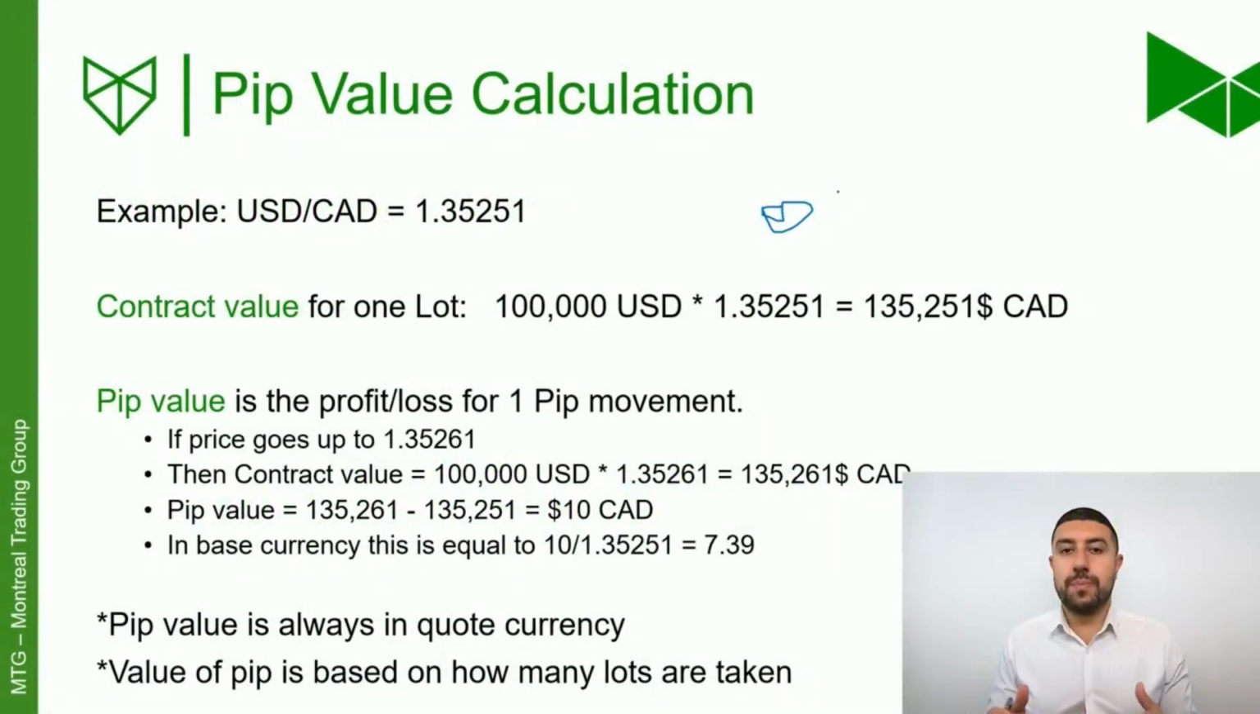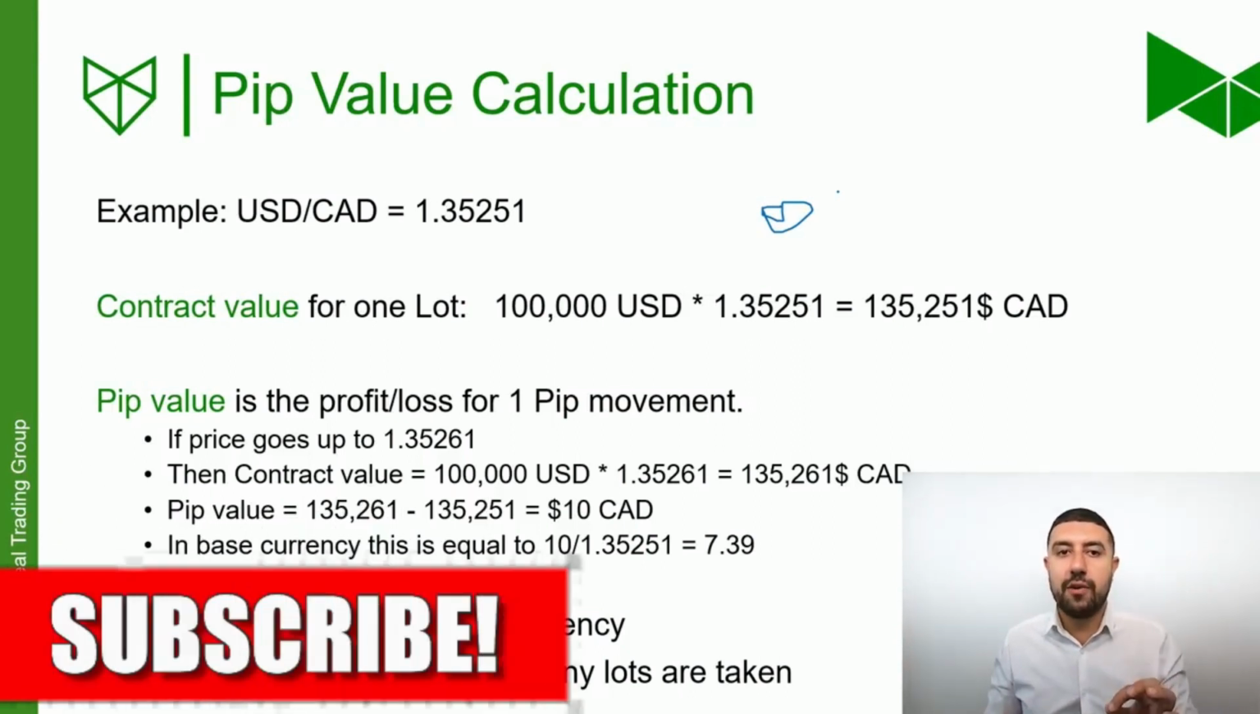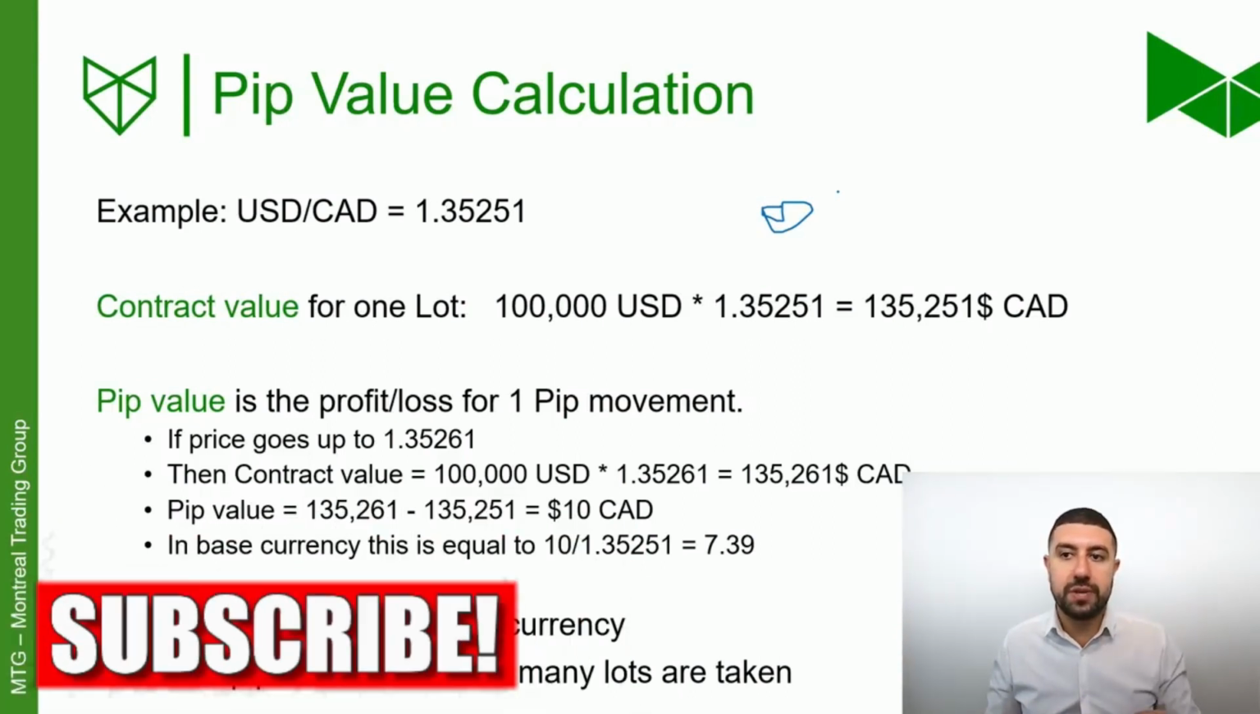So we've looked at what pips are, and we've looked at what a lot is. Now, the next thing that you need to learn is pip value. Pip value is composed of pips and lots, so that's why we had to view these two first to be able to calculate the pip value. Pip value calculation is basically you saying, well, how much am I going to make in dollars, in money, for each pip movement that this currency makes? So every pip that it moves up or down, how much am I winning or losing?